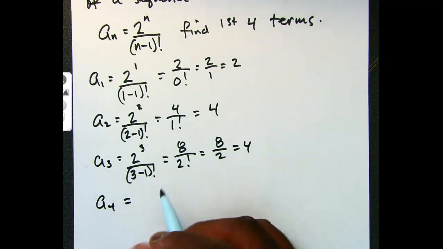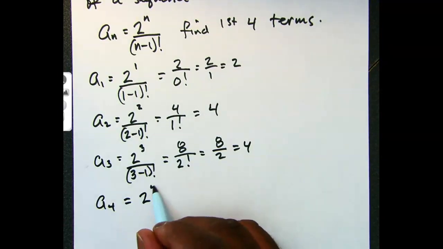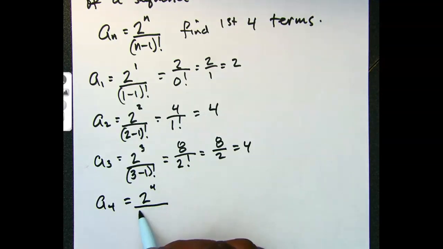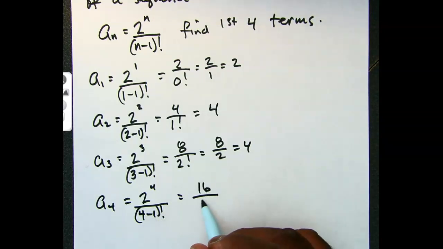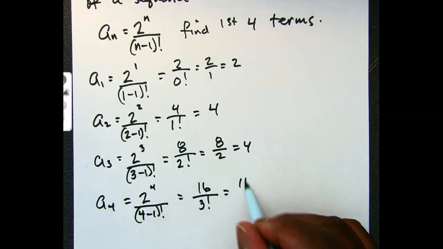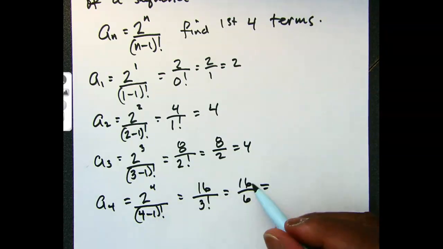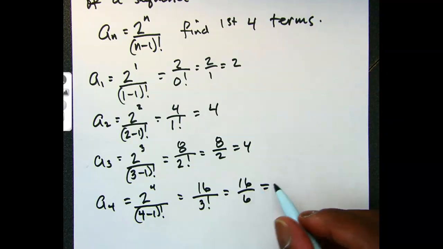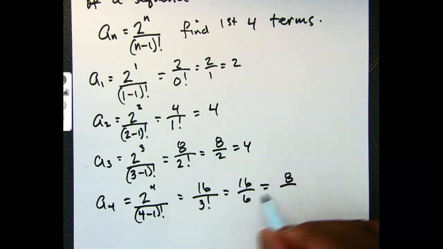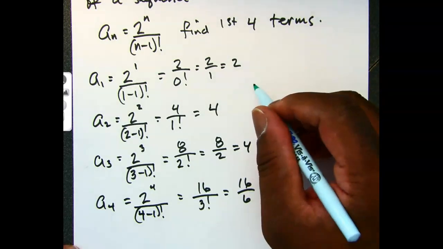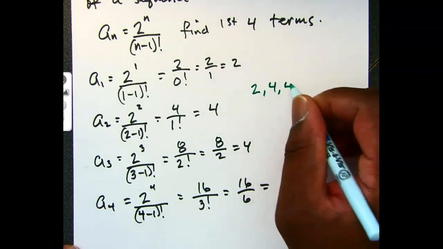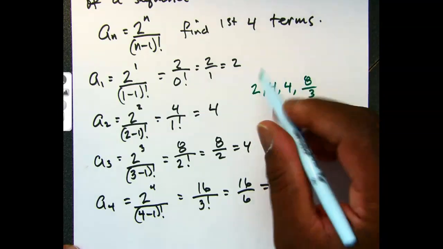A sub 4 would give us 2 to the fourth divided by 4 minus 1 factorial. So that's 2 to the fourth is 16. 4 minus 1 is 3 factorial. So that's 16 over 6. And when we simplify that, 2 goes into 16 8 times, 2 goes into 6 3 times. So our first 4 terms are 2, 4, 4, and 8 over 3.